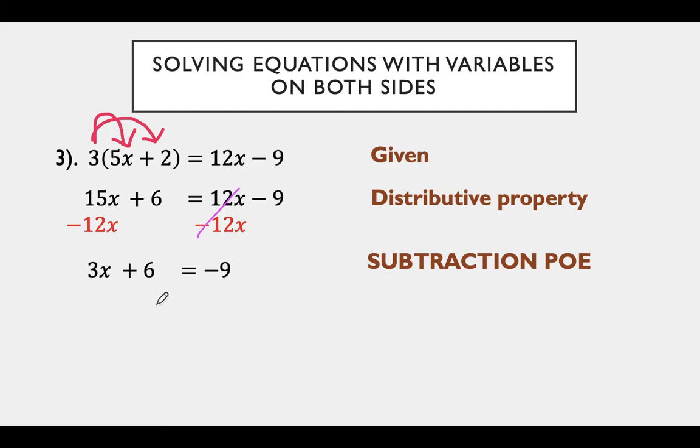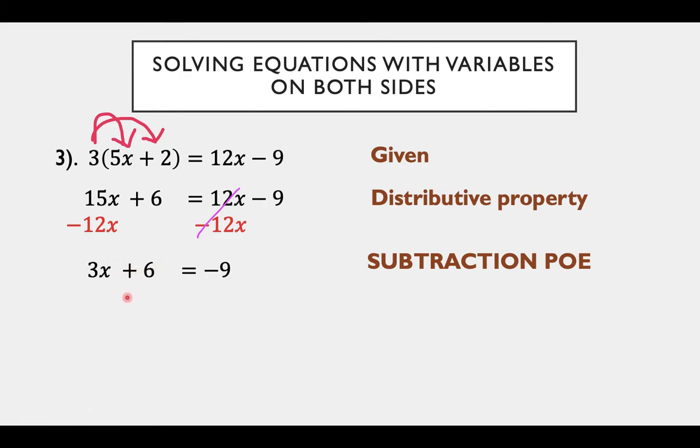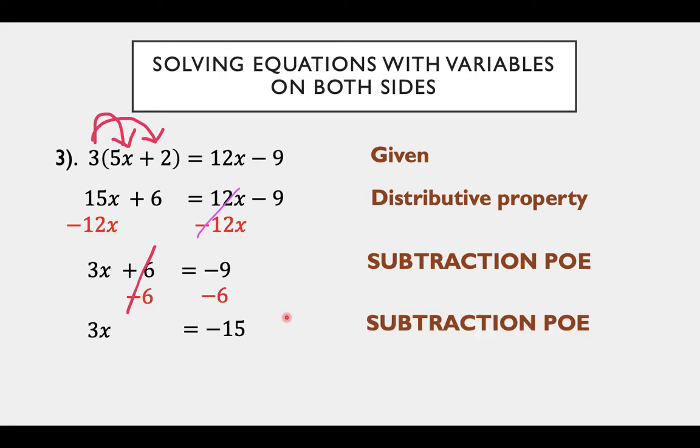Now you have variables on one side of the equation, and remember what I said, I want to move my constants to the right side. So I want to move this positive 6. To move that positive 6, again, you're going to subtract 6 on both sides. When you do that, we get 3x. Your positive 6 and negative 6 is going to equal 0, and on the right side of the equation, that's going to equal negative 15. And we use the subtraction property of equality.